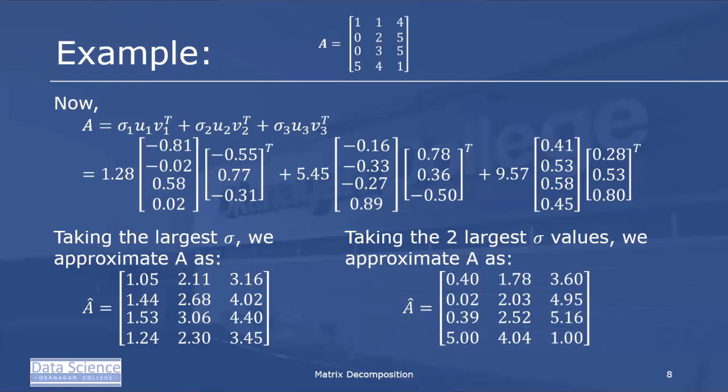If we take the last 2 terms in the sum, the sigma 2 and sigma 3 terms, then we actually get a much closer approximation. 0.4, 1.78, 3.6, 0.02, 2.03, 4.95, 0.39, 2.52, 5.16, 5, 4.04, and 1. So we can see by simply adding that second singular value, we've almost perfectly captured our last row.